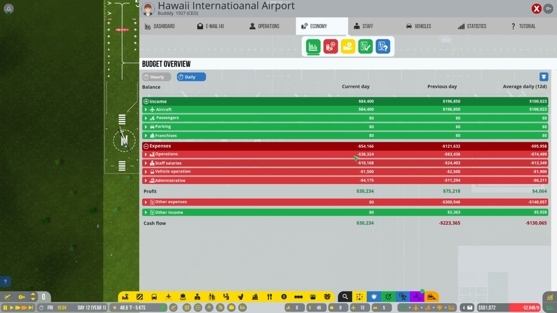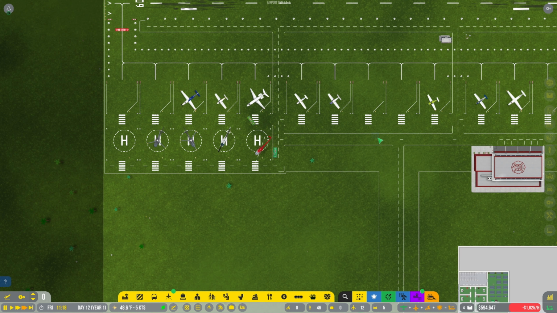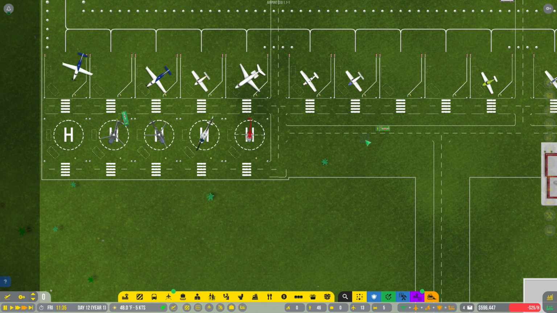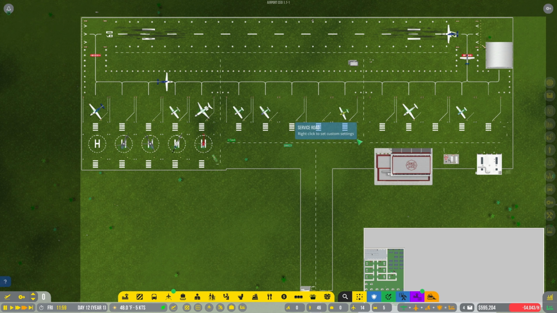I mean, yeah, we're making more money. Okay, parking, runway fees. Making most of our money in parking. Next, we're making runway fees. Then we make about $20,000 in fuel, which actually should be going up. Got three fuel trucks, so airplanes aren't really waiting.